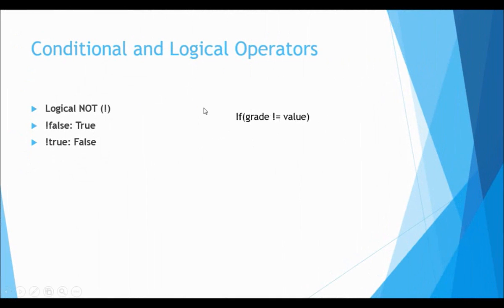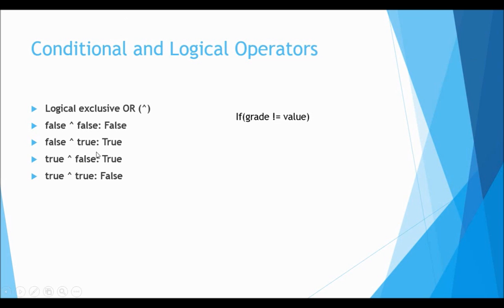Last but not least, the logical NOT: once you add the NOT, if the value is false, it will negate it and turn it to true, and if it is true, it will negate it and turn it to false. So for logical exclusive OR, if they are both false, it's false, and if they are both true, it negates and is false. But one condition must be true and the other false.